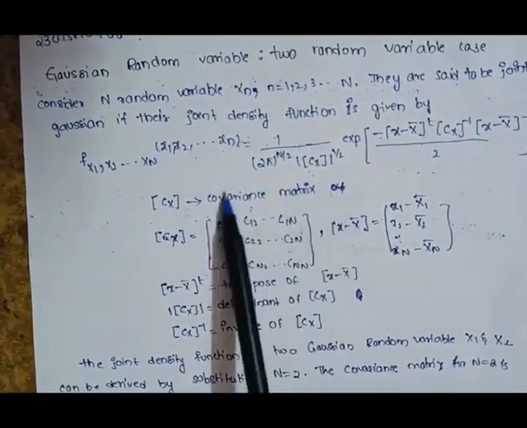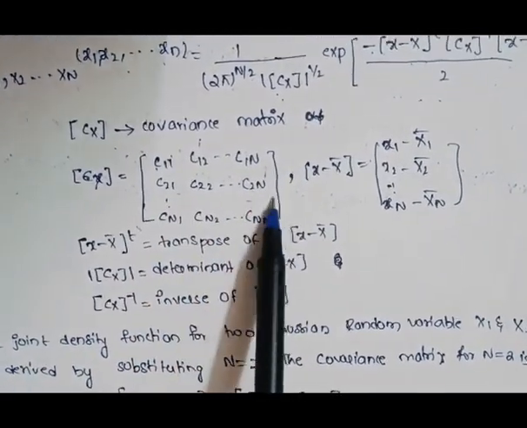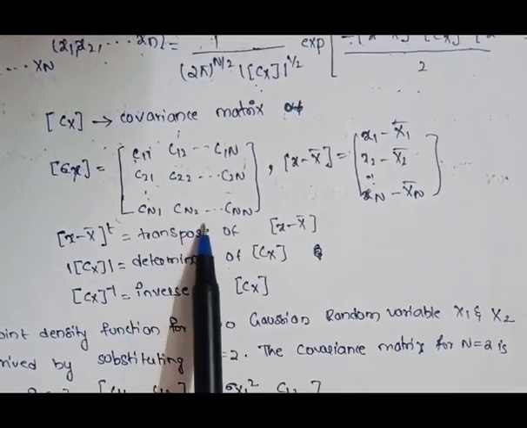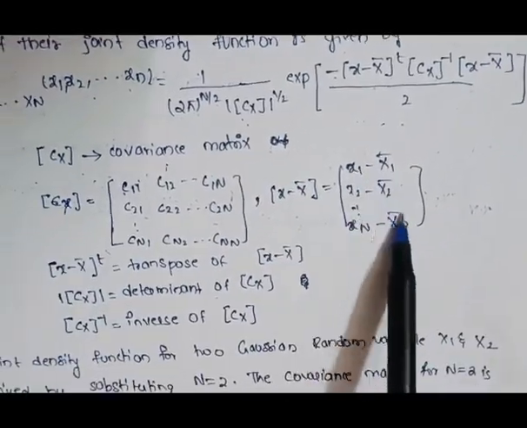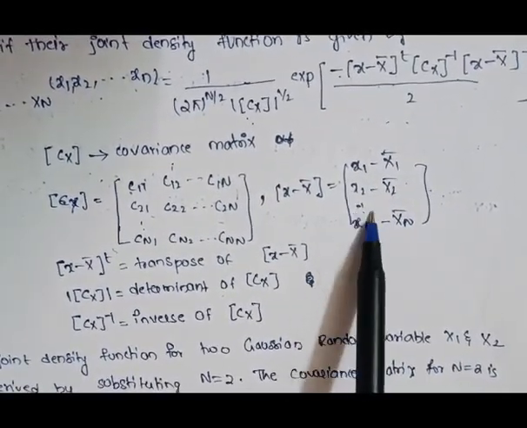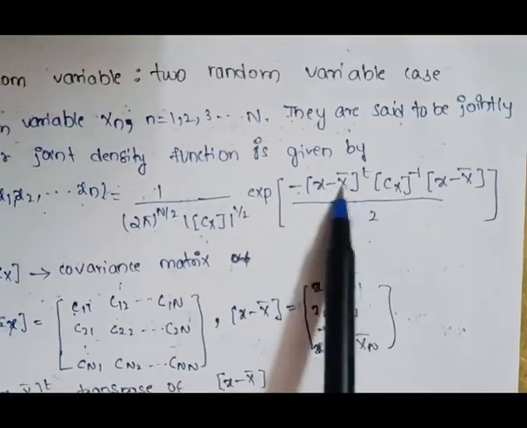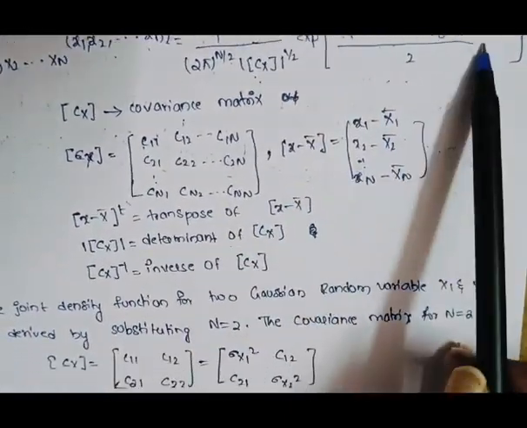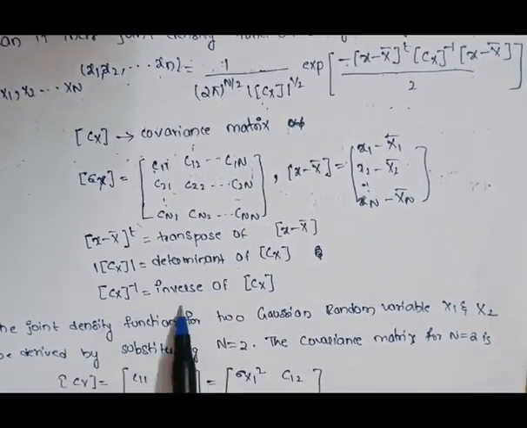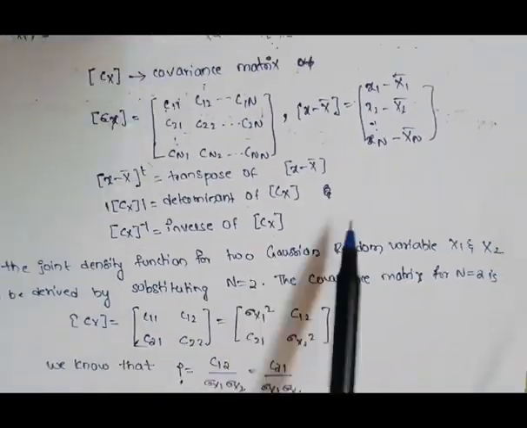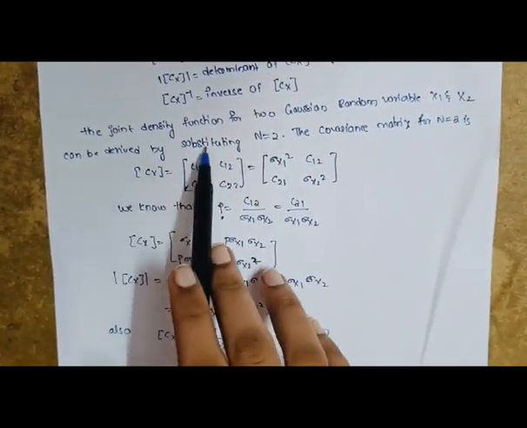Here Cx is called the covariance matrix, which is given by C11, C12 up to C1n, C21, C22, C2n up to Cn1, Cn2 up to Cnn. And here x minus x bar is called the vector matrix, and it is given by x1 minus x1 bar, x2 minus x2 bar up to xn minus xn bar. And here (x minus x bar) transpose is the transpose matrix of x minus x bar, and determinant Cx is the determinant of Cx, and Cx inverse is the inverse of the Cx matrix.